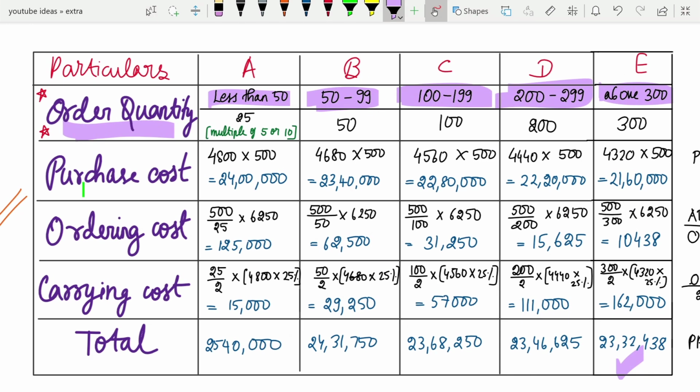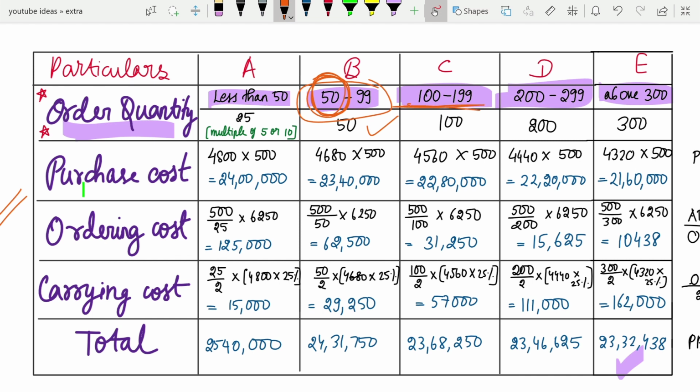You have to find one order quantity amongst these ranges. So what ICI has given you as a guideline is that in the range, whatever is going to be the least order quantity, you have to pick up and write that. Between 50 to 99, what is the least? 50. So pick up and write that.